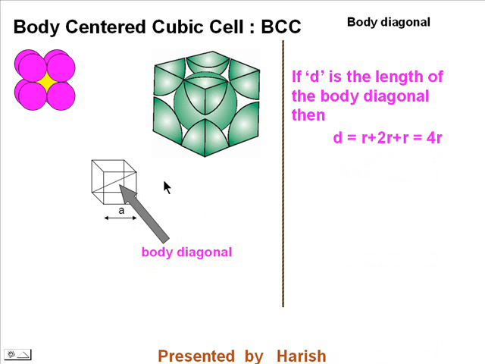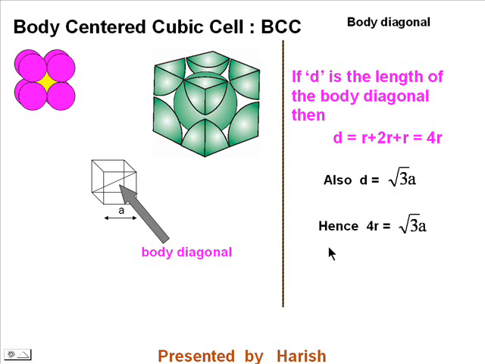So how do I get this? You take this body diagonal from here all the way here. In between you have R, again you have 2R, again you have R. So D is 4R, and you also know that D is equal to square root of 3 A. From geometry you get this value by applying Pythagoras theorem maybe twice. First you get this face diagonal, then apply Pythagoras theorem with this face diagonal and this side A, and you get root 3 A as the length of the body diagonal.